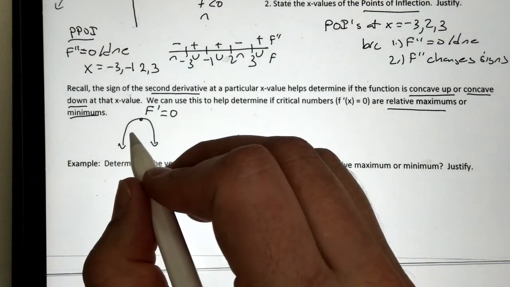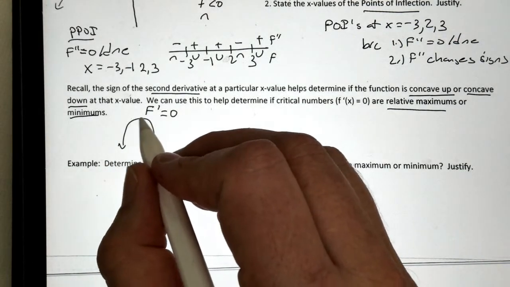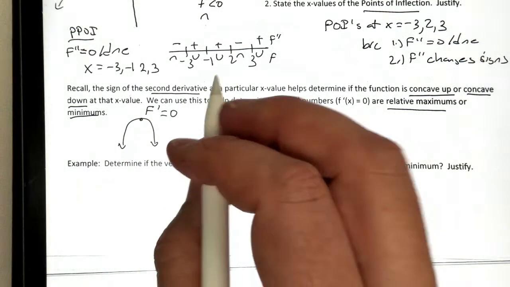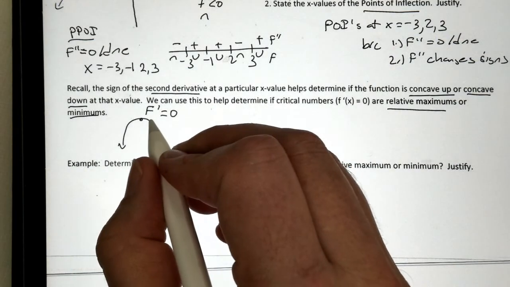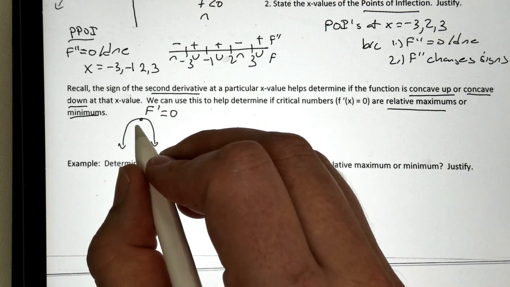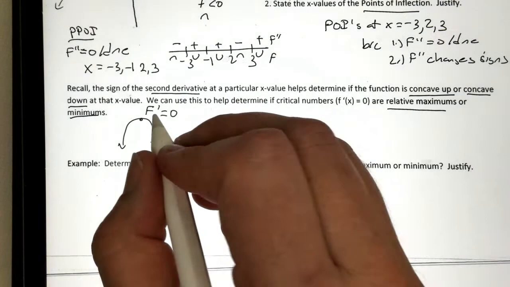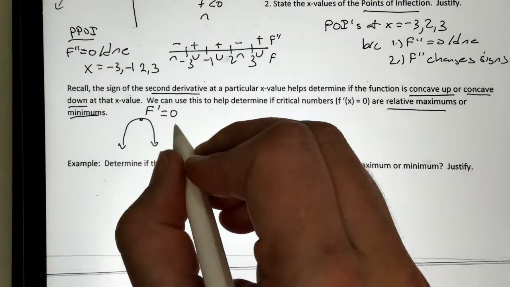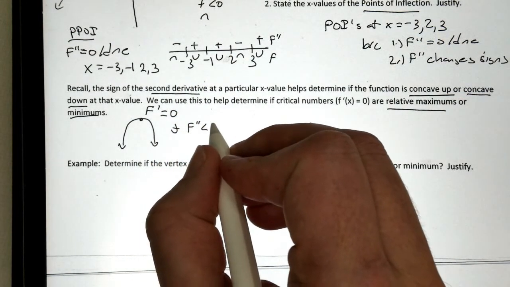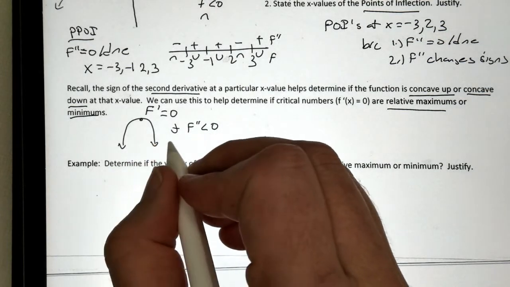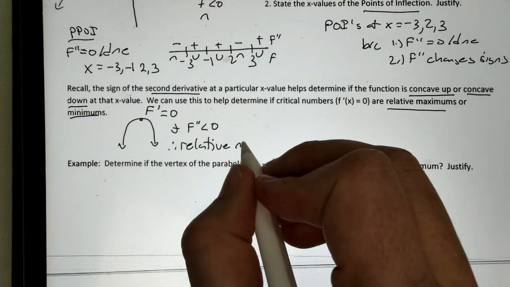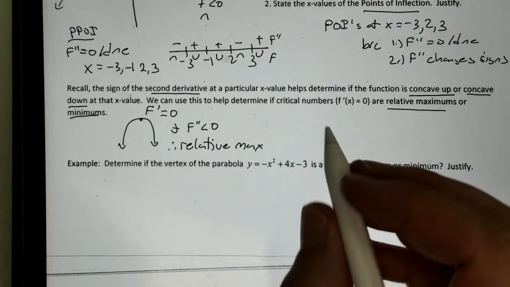And if we have a function that is concave down, we can say something about our critical number. So we can say that this has to be a relative maximum. So we can say if we have a critical number and we know the function is concave down, we're going to have a relative maximum. In other words, our critical number has to be the highest point.